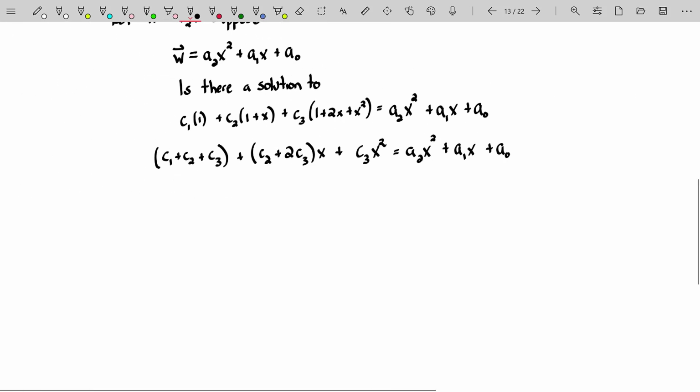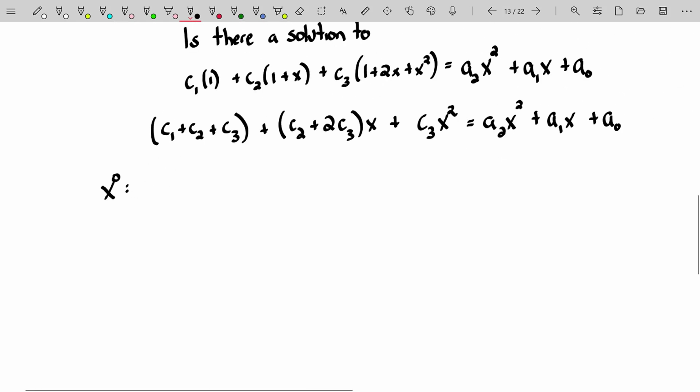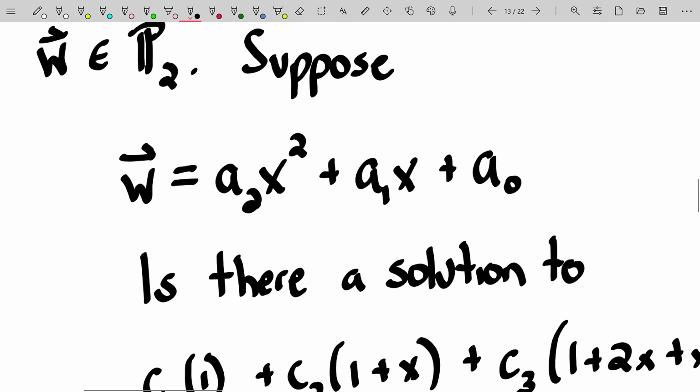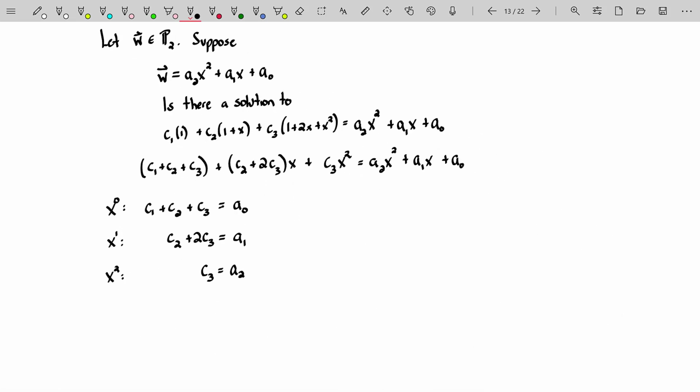Great. Now I'm going to go back and use comparison of coefficients. For the constant terms, on the left-hand side, we have C1 plus C2 plus C3. On the right-hand side, we have A sub 0. For the coefficients of x to the first, on the left-hand side, we have C2 plus 2C sub 3. On the right-hand side, we have A sub 1. And finally, for the coefficients of the x squared term, on the left-hand side, we have C sub 3. On the right-hand side, we have A sub 2. So is there a solution, a combination of C1, C2, C3, that will yield this arbitrary vector in P sub 2?